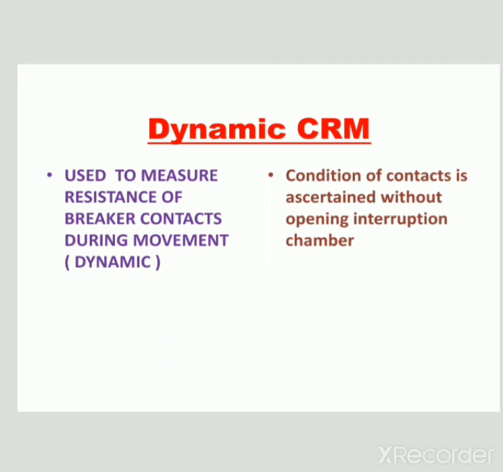Then next is dynamic CRM. Dynamic CRM is used to measure the resistance of breaker contacts during movement, that is, dynamic movement. So the condition of the contacts is ascertained without opening the interrupter chamber. So dynamic CRM is used there.